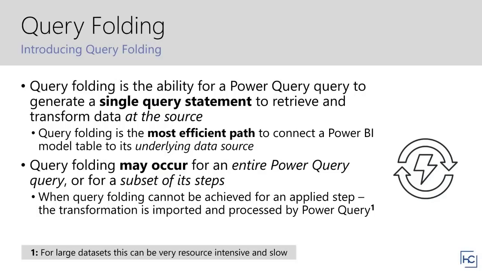And query folding can happen for either the entire query or part of it, which is the idea that I alluded to. If you have 15 steps, having 12 out of 15 folding versus 4 out of 15 is going to mean it's faster, because more and more transformations are being handled at the database side, not the Power BI model side.